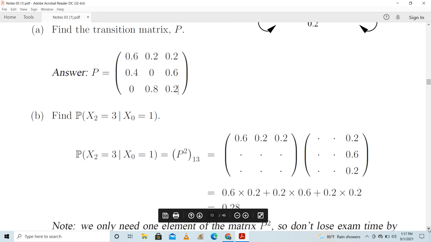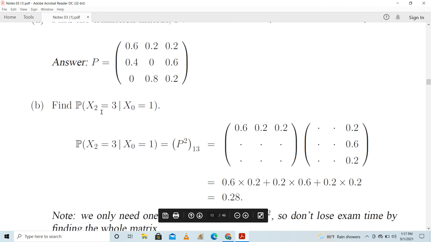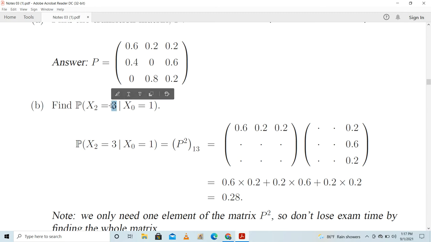Now our second question: we need to find the probability that X_2 = 3 given that X_0 = 1. That is, when time equals 0, this flea is in state 1, and when time equals 2, the flea is in state 3. So from 2 steps, the flea has reached state 3 by starting from state 1. So they are talking about 2-step probabilities. Last week I explained that when we are talking about 2-step probabilities, we have to consider the squared values of the transition matrix. So we take P squared, and they are talking about starting from 1 reaching state 3, so that is the (1,3) entry.